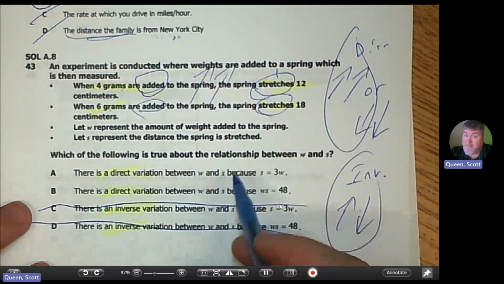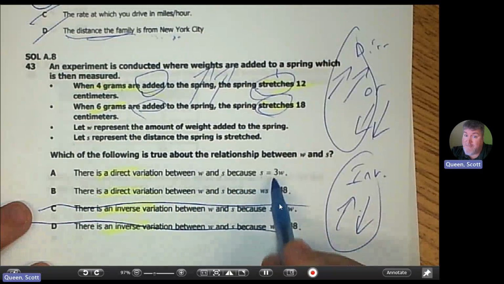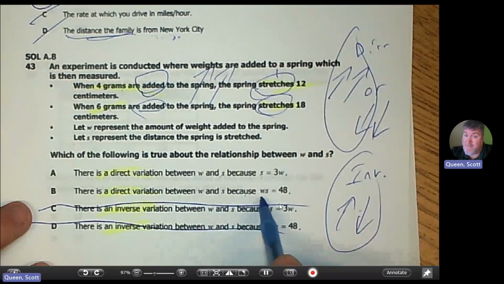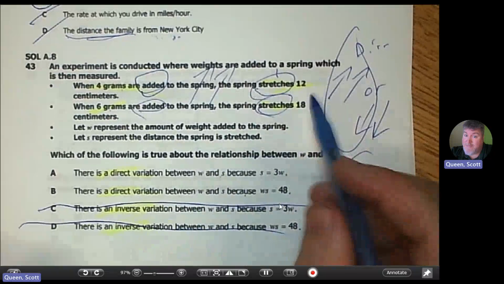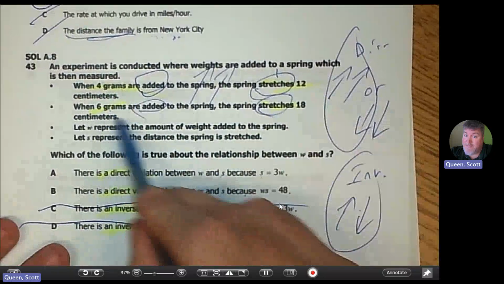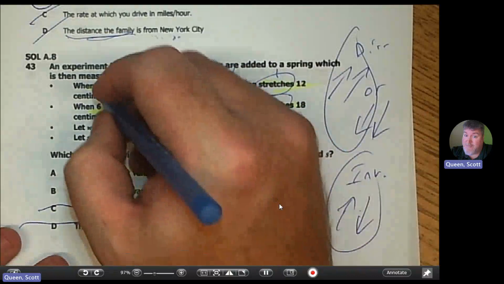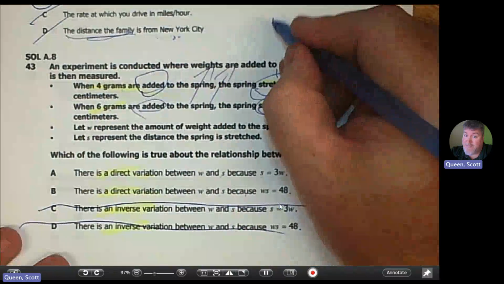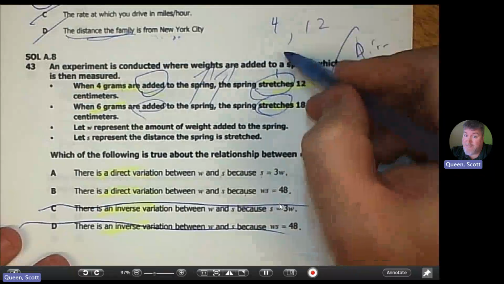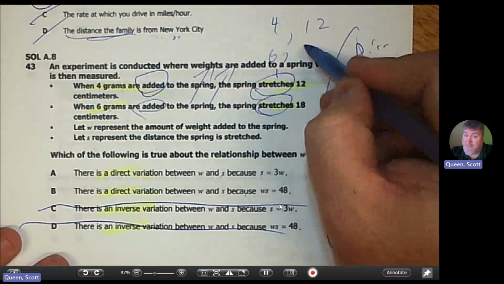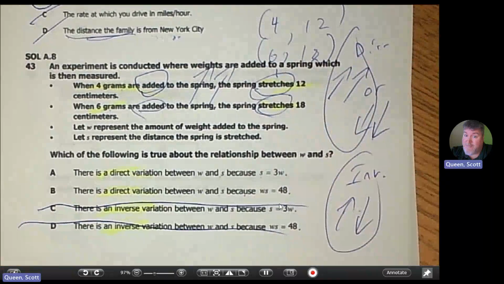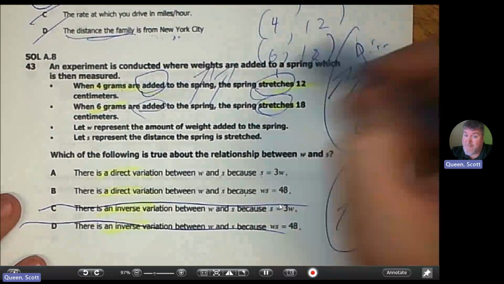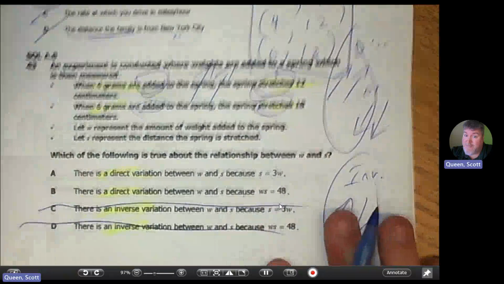All right? A direct variation between W and S because S equals 3W. Between W and S because WS equals 48. We don't see any X's and Y's and K's in there, do we? Okay, but let's convert this for a second. Look what they gave us. 4 and 12, 6 and 18. Is it safe to assume that this is probably going to be, let me put it over here, 4 and 12 and 6 and 18? Don't those kind of look like maybe data points? Yeah, and aren't those data points kind of X's and Y's? Can y'all see that okay?